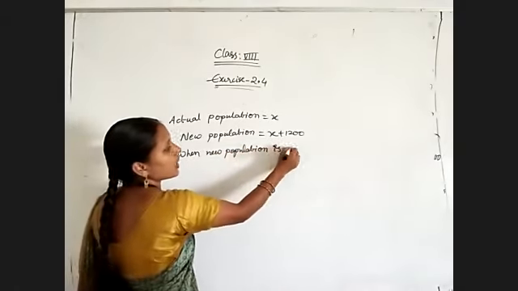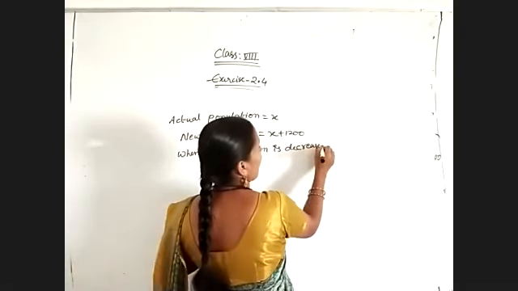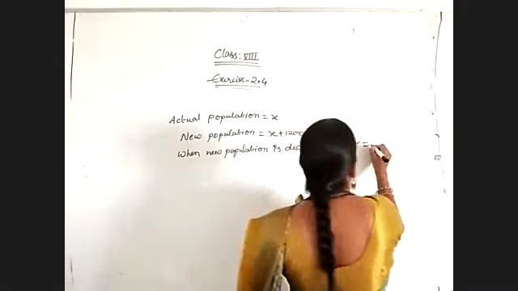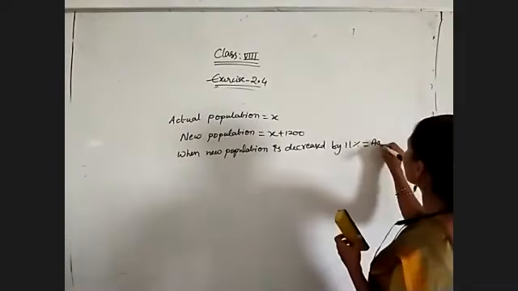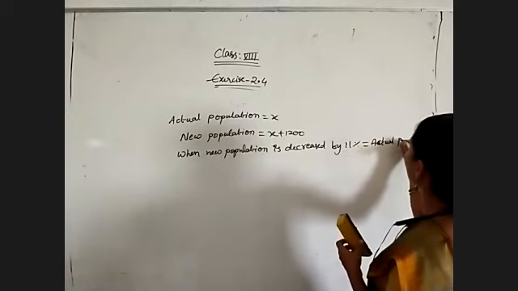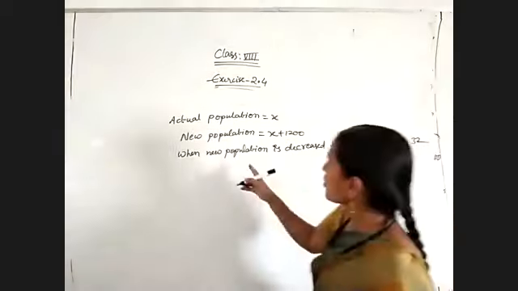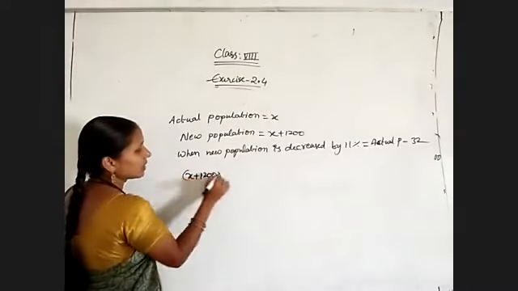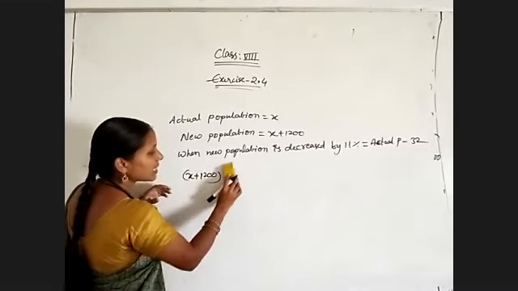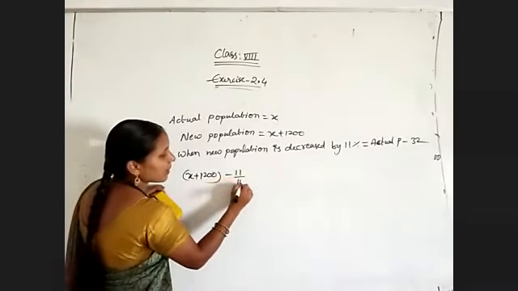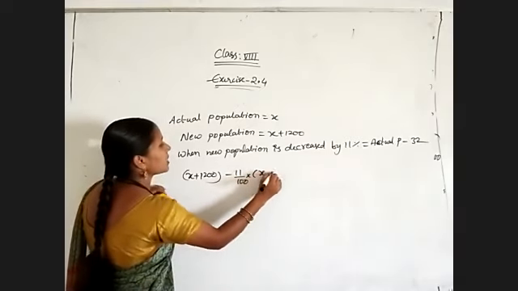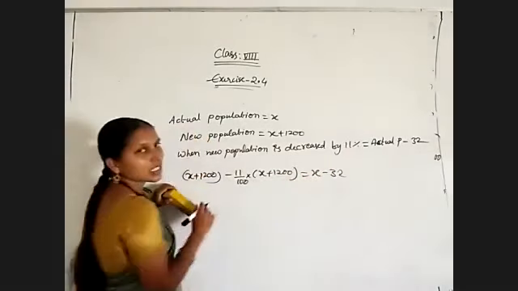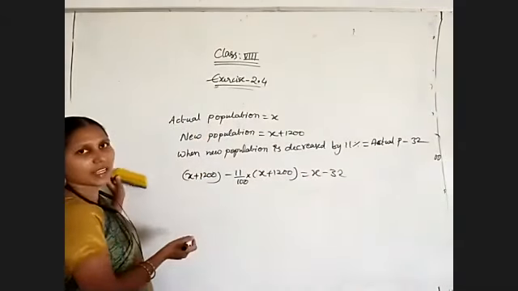So when the new population is decreased by 11%, that becomes the actual population minus 32. Okay, so the new population is decreased, meaning x plus 1200 is decreased by 11%, that is 11 by 100 into x plus 1200 gives us x minus 32, actual population minus 32. So here we can simplify in any method.